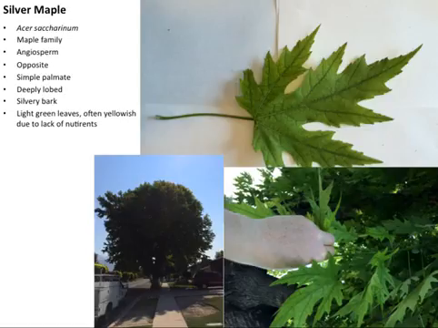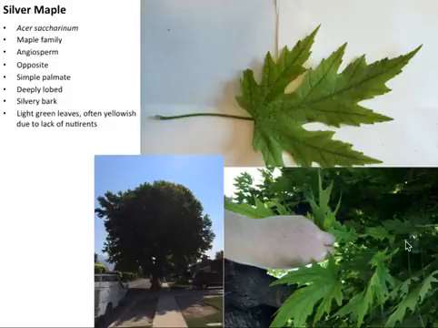The next plant is the silver maple, Acer saccharinum. It's in the maple family. It's an angiosperm, and like all maples, it has opposite leaf arrangement, so 2 leaves per node. You can see that especially back here, 2 leaves per node. It is simple palmate, so lots of main veins, and it is deeply lobed, and it has silvery bark. They have light green leaves, so not dark green, kind of a yellowish green. And they are often yellow because of a lack of nutrients.